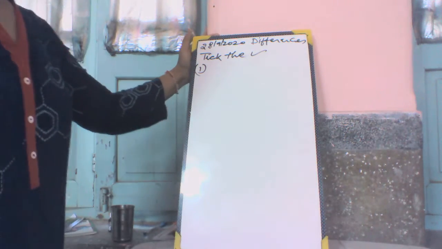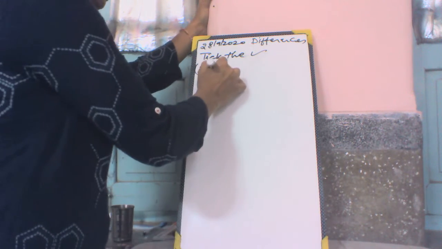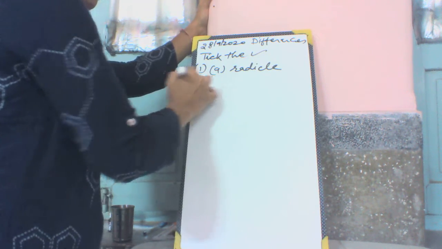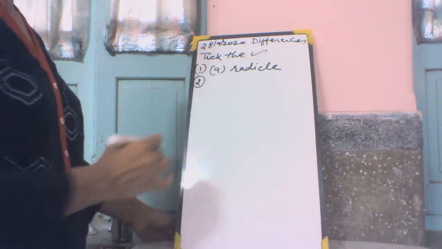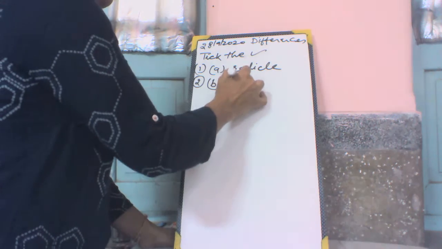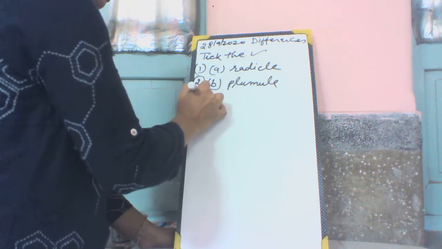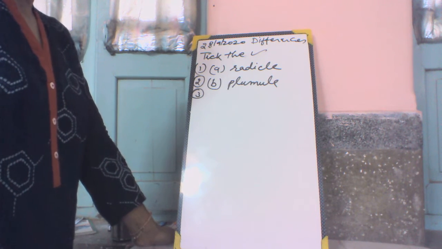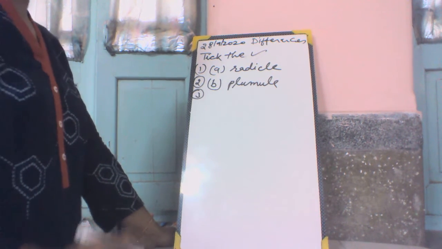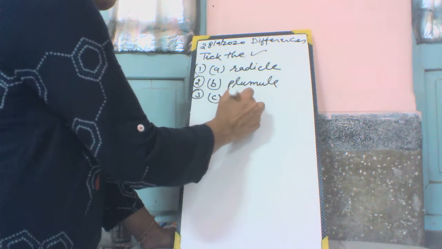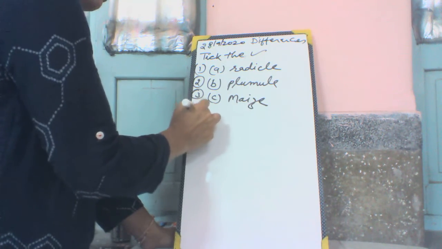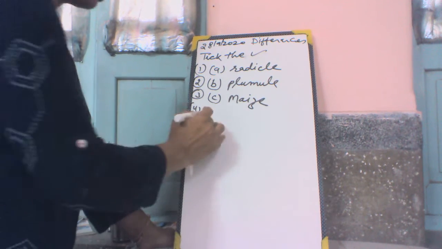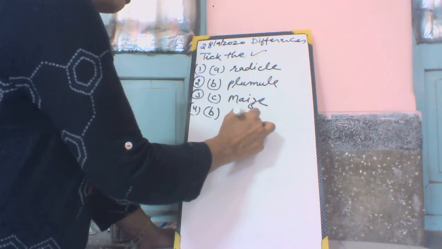Answer 1 is roots develop from the radicle. Then the shoot develops from the plumule. Which of the following is an example of a monocotyledonous seed? The answer is C, maize. The fourth one: which of the following is a dicotyledonous seed? The answer is B, bean.